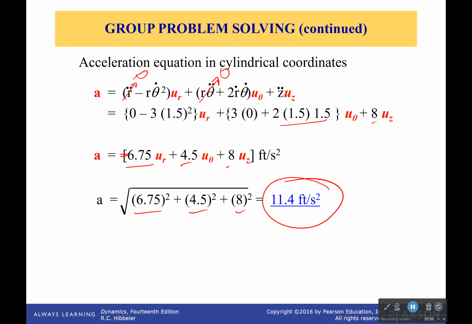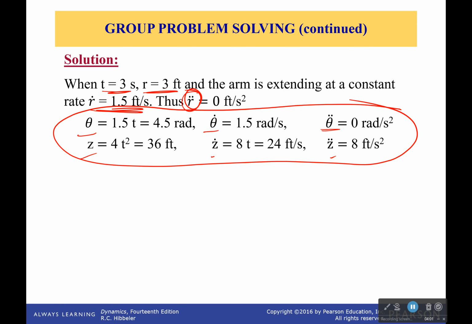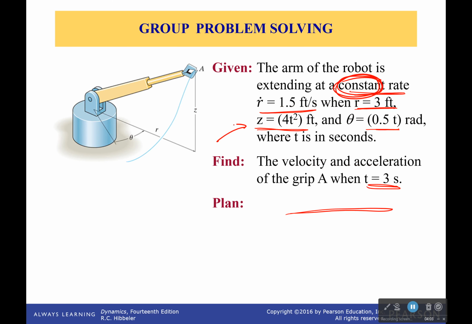So that's it. What is your method? Your method is always to use what it gave you. If it gave you an equation, like it did here, take a bunch of time derivatives. If it gives you words like constant, then you know that the next thing is going to be 0. So if it's constant rate, well, r double dot is 0. If it's a constant radius, well, then r dot and r double dot are 0. There's all these different things that could be happening here.